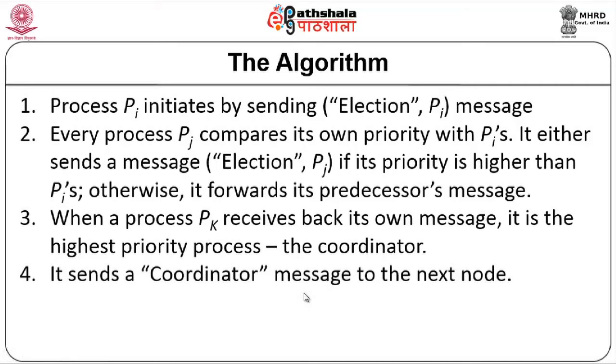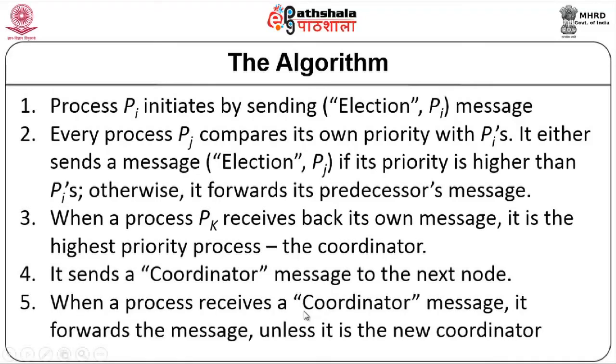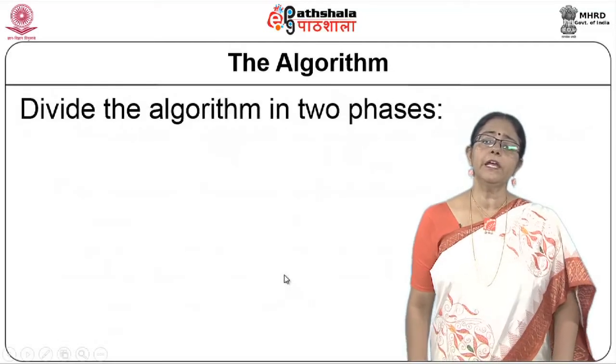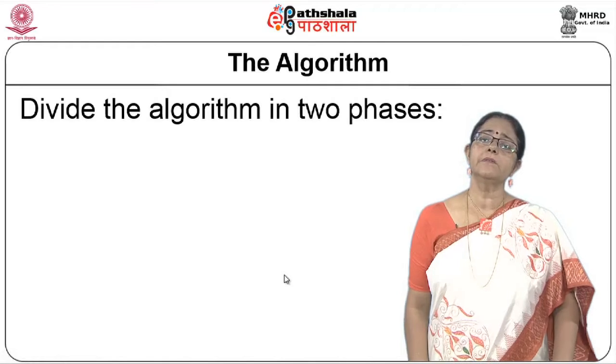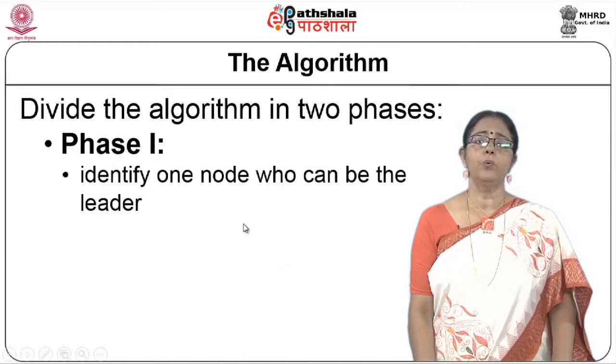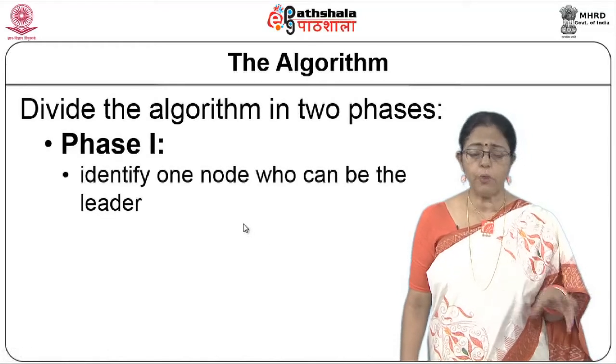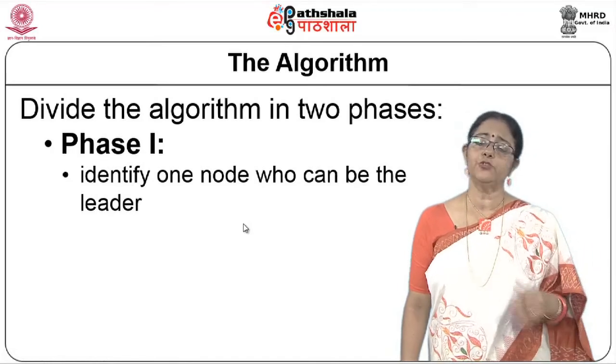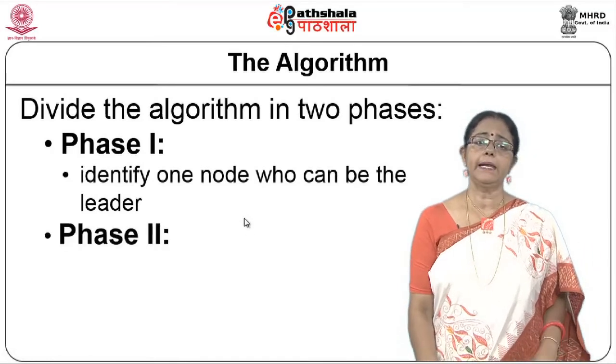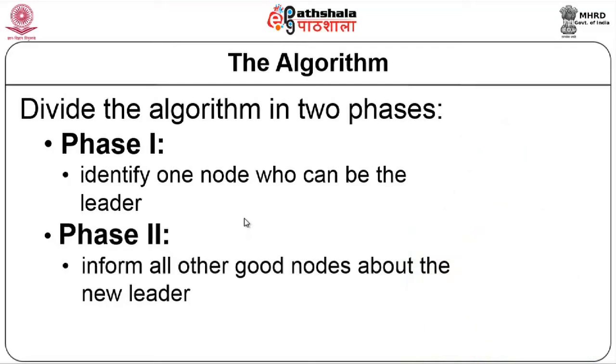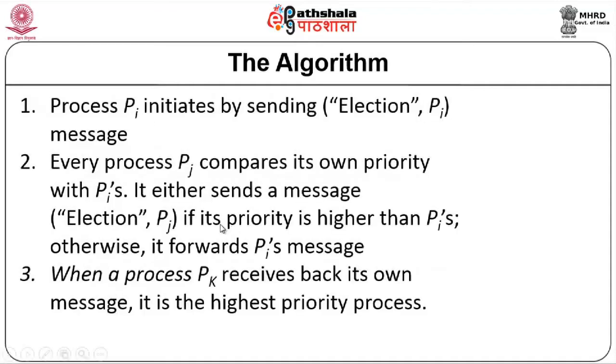Now, it will send the coordinator message to the next node, and any process receiving a coordinator message has the job of only sending the coordinator message to the next node, and so on. So, this algorithm is divided into two phases. In the first phase, among so many nodes, one node is identified to be the coordinator or the leader, and in phase 2 this leader, after understanding that I am the leader, communicates this information to all the other nodes.